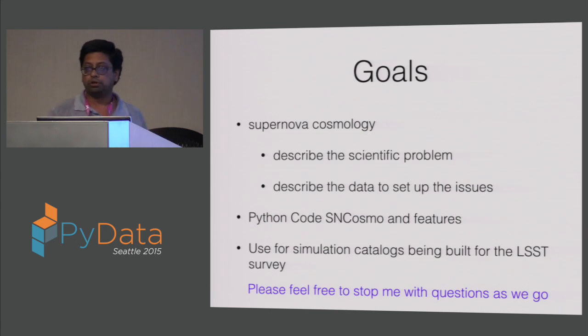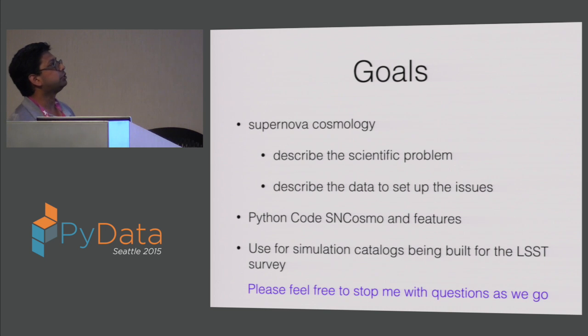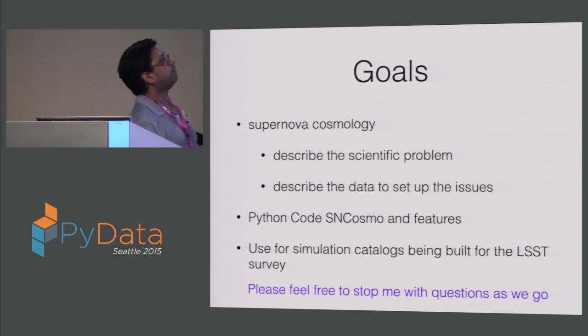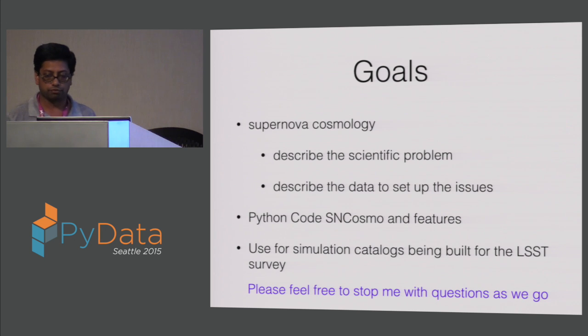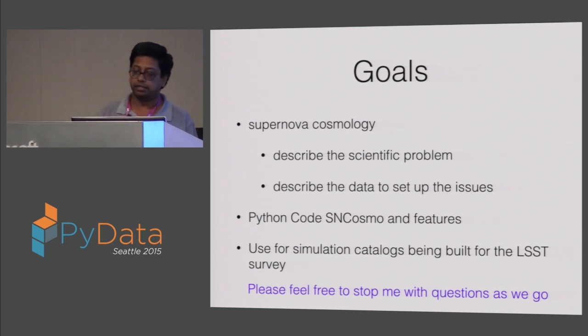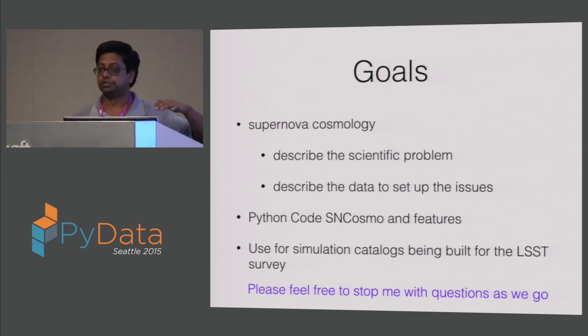So what I want to do here is I'll first try to share why I personally find cosmology, and in particular, I'll only talk about supernova cosmology, why I think this is interesting, what the scientific problem is, and then I'll try to describe the kind of data that we are going to get to study this problem. And that'll help, I hope, in explaining what the issues are that we have to handle.